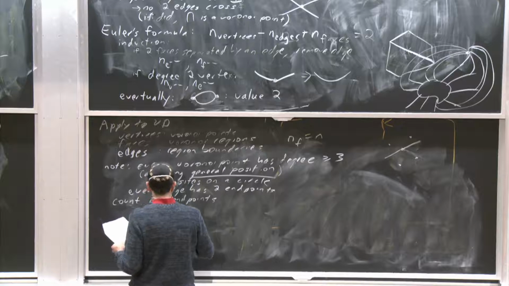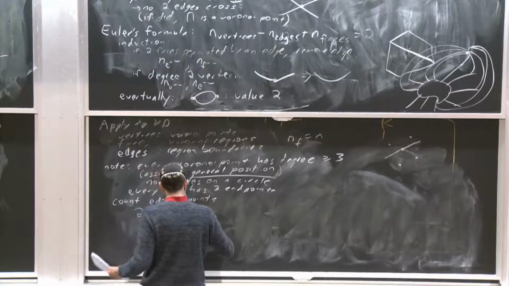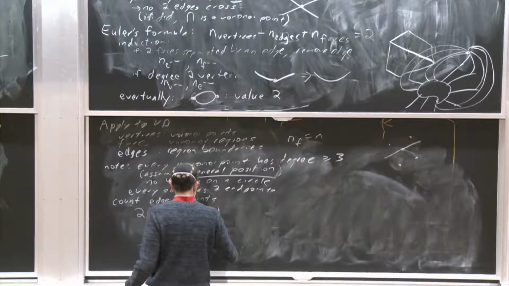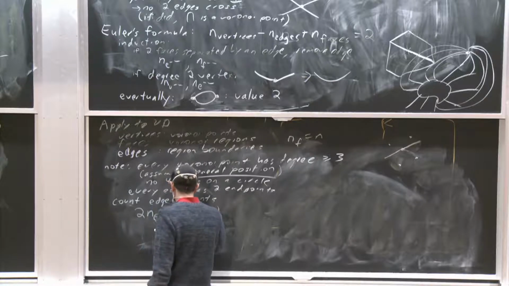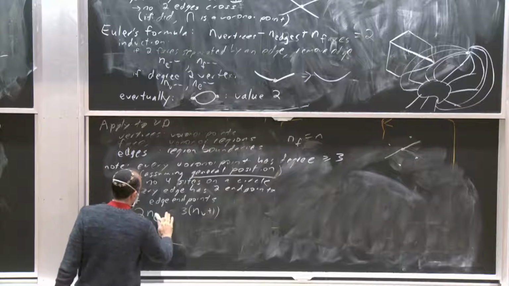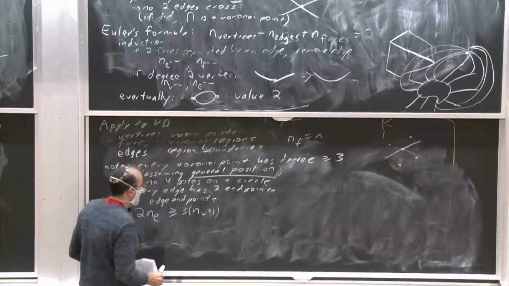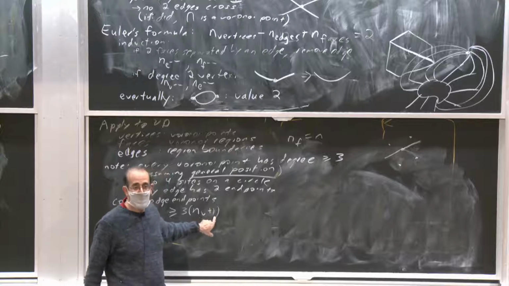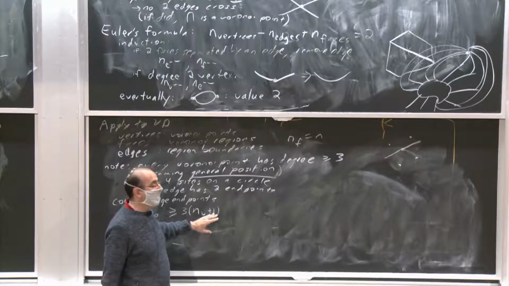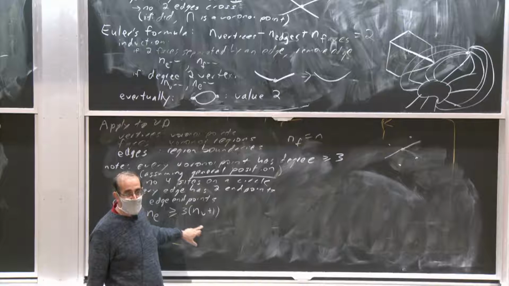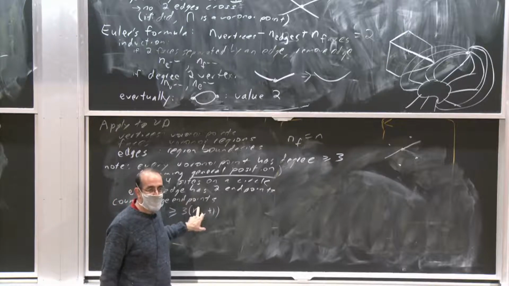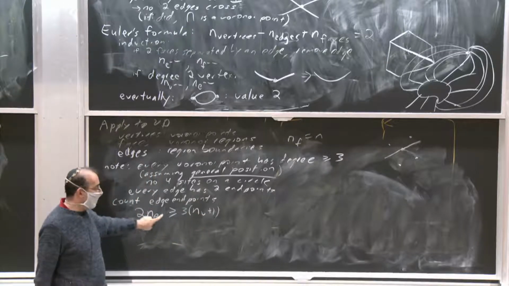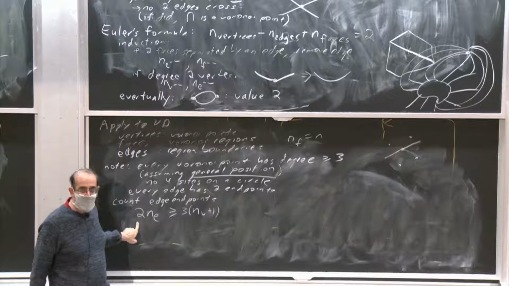And that is going to give me 3 times the number of vertices plus 1. Okay, or sorry, this is greater than or equal, because every vertex, along with the point at infinity, has degree at least 3. So if I only count 3, I'm undercounting when I do it this way, whereas I'm exactly counting when I do it this way. Okay?